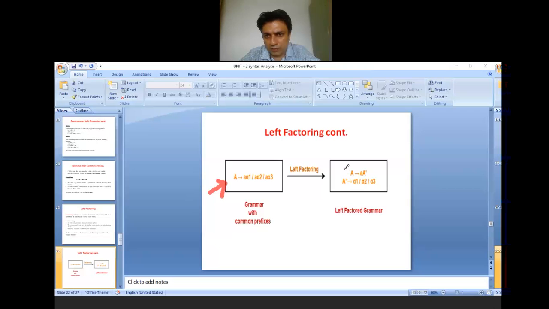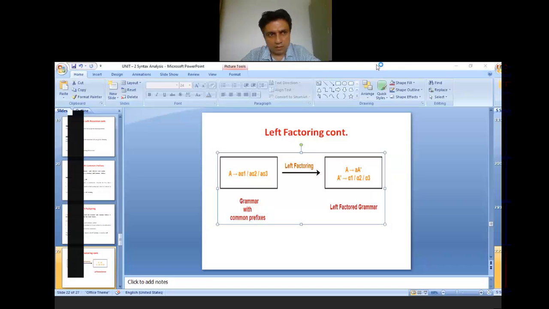The first production is A produces a A dash, where small a is common in all the productions. Then A dash produces the parts which are not common, alpha 1, alpha 2 and alpha 3. So A dash produces alpha 1, alpha 2 and alpha 3. This grammar is the left factored grammar.